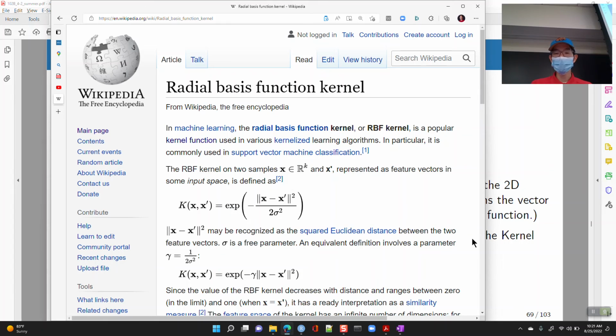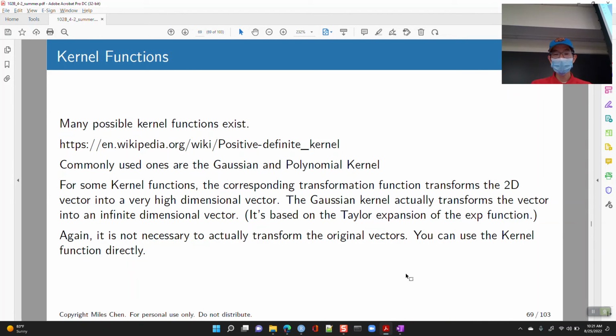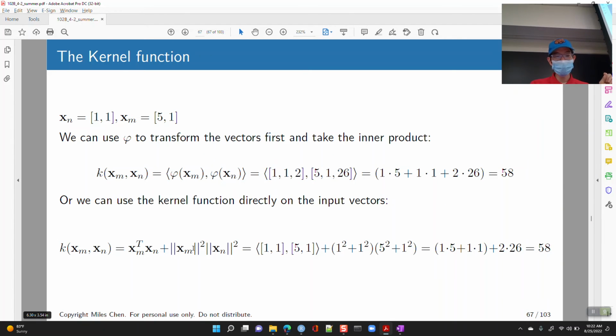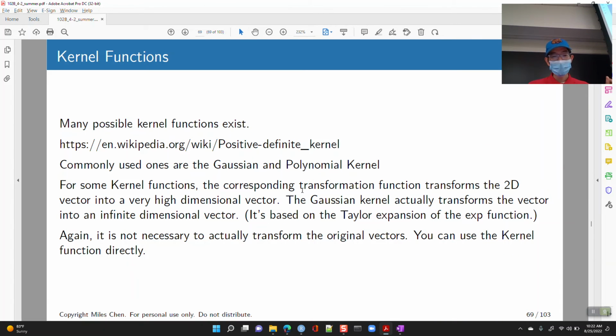So here, this kernel function was the result of applying a transformation function that created this, okay? This Gaussian kernel is technically equivalent to using a transformation function that takes your two-dimensional vector and turns it into an infinite dimensional vector, okay? And it's based on the Taylor expansion for the exponential function, right? If you remember the Taylor expansion for the exponential.